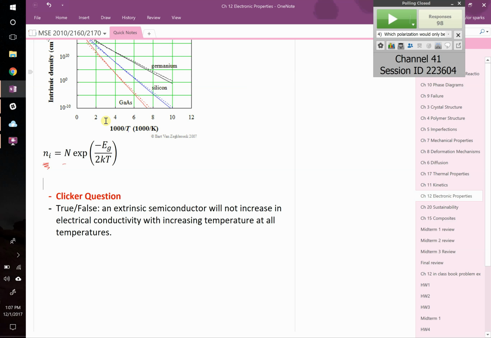Okay, you've got an extrinsic semiconductor, so you've doped it. Will it keep on increasing or not? What do we think? Anybody want to take a guess? What do you think, Rob? Well, at some point it's going to melt. At some point it will melt. All right. So at temperatures below its melting point, let's consider those. Will it increase in conductivity or not? Jeff, you got an idea?